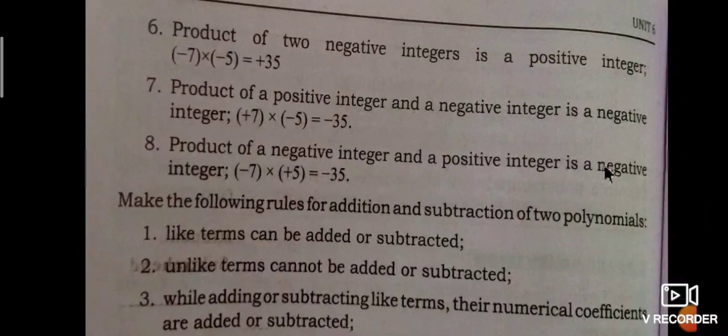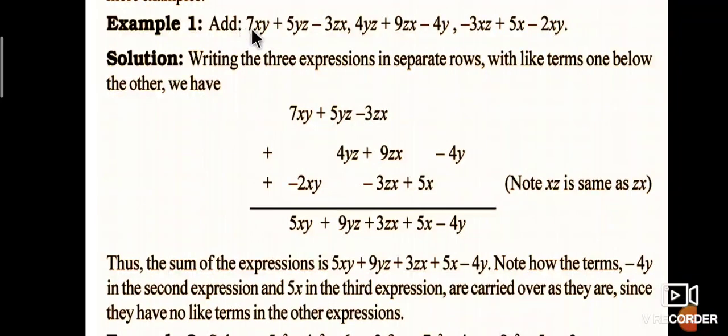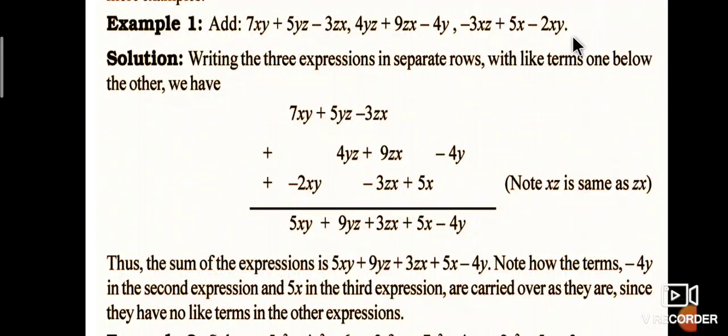Okay, next one is the examples for addition and subtraction. First one is add 7xy plus 5yz minus 3zx, 4yz plus 9zx minus 4y, and minus 3xz plus 5x minus 2xy. Observe here, students, writing the expression in separate rows, like terms one below the other. We have to write the like terms one below the other.